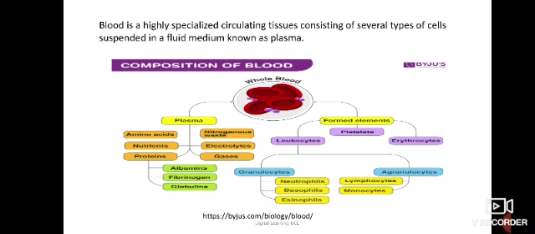Leukocytes are again categorized into different categories as granulocytes and agranulocytes. Under granulocytes, there are 3 types of WBCs named neutrophils, basophils and eosinophils. Agranulocytes are lymphocytes and monocytes.